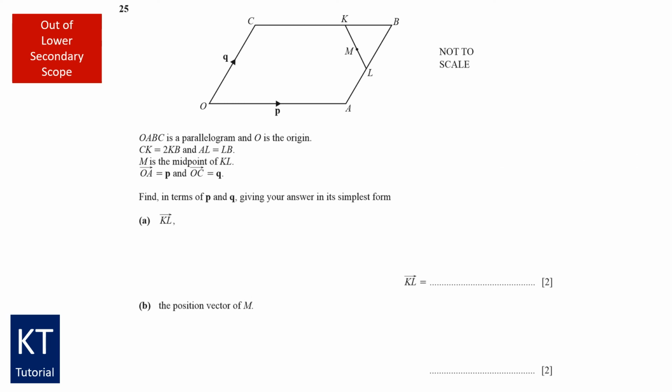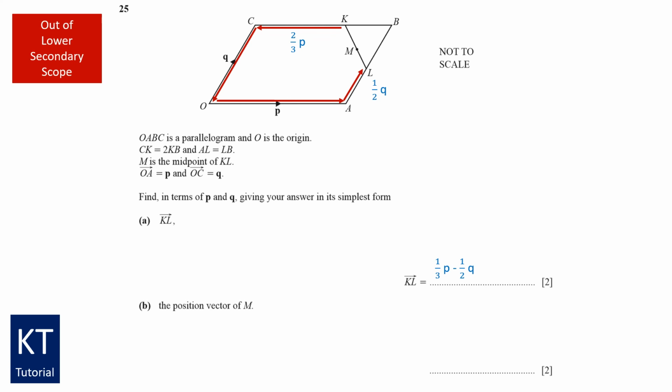Question 25. OABC is a parallelogram and O is the origin. CK is 2KB and AL is equal to LB. M is the midpoint of KL, with OA being p and OC being q. Find KL in terms of p and q. KL in terms of p and q is best represented by the red arrows on the diagram. This is a third of p minus a half of q.